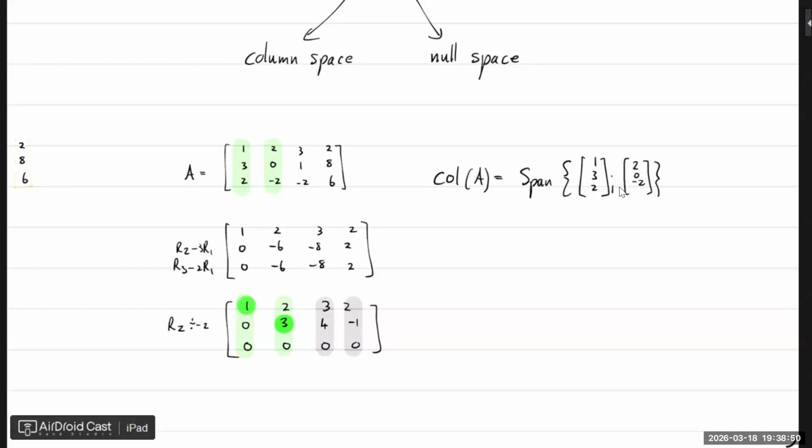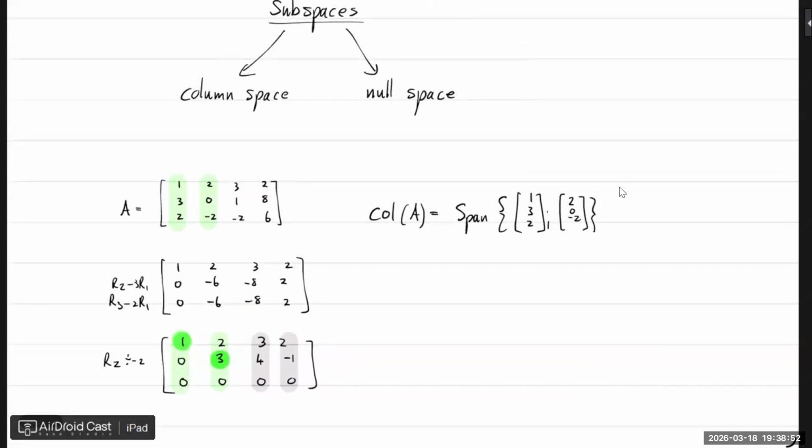So the dimension of the column space is how many vectors are there? 2. So the dimension, and we're going to get to that in a moment. The dimension of the column space is then just 2. So keep that in the back of your head. We will get to something quite amazing in a moment.